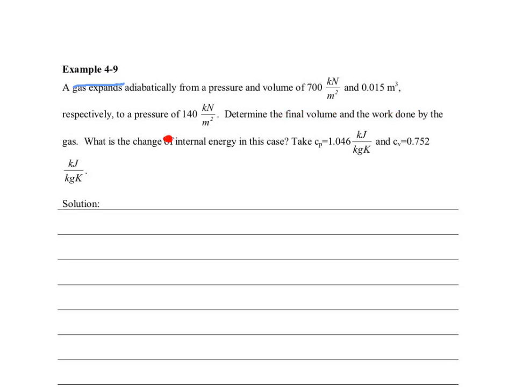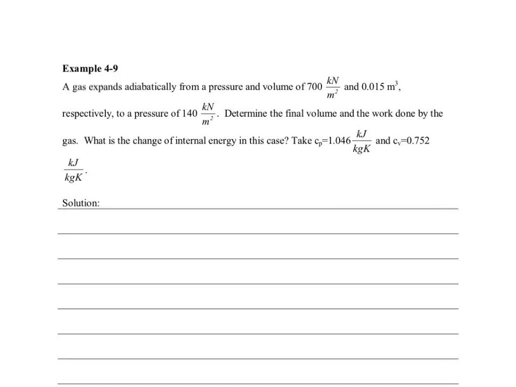We are also asked to calculate the internal energy of the gas. We are given the specific heat at constant pressure and the specific heat at constant volume. So before we can get our answers, let's get the parameters that we require for the adiabatic process.